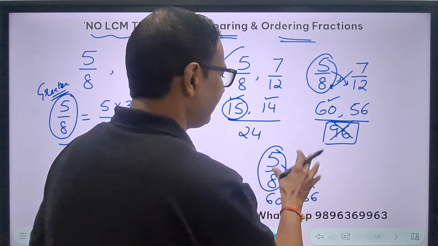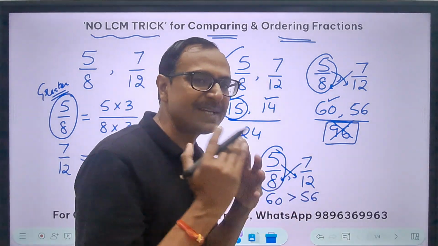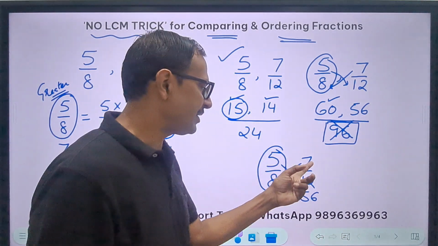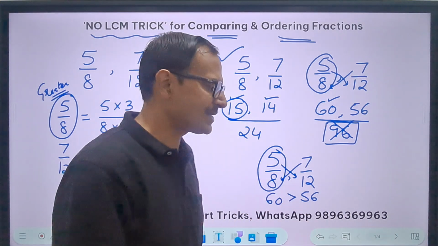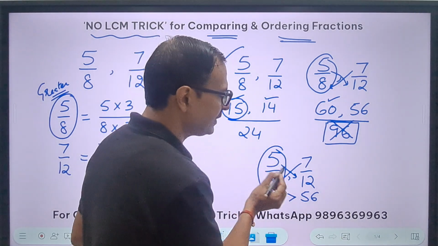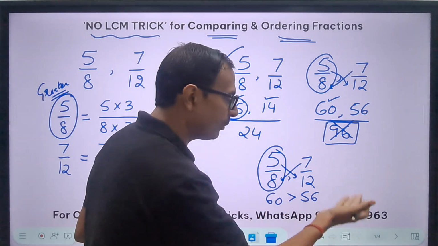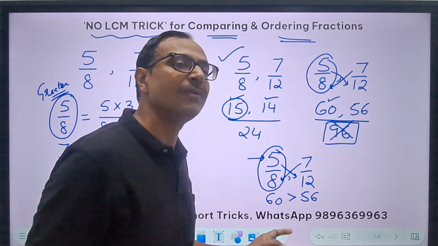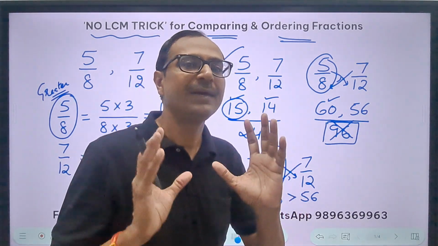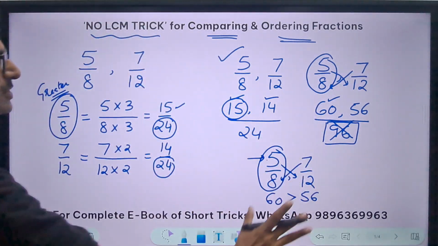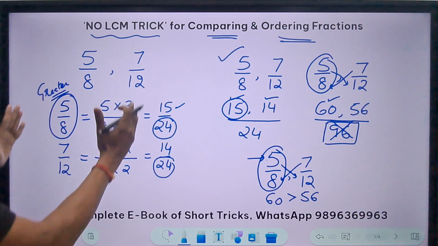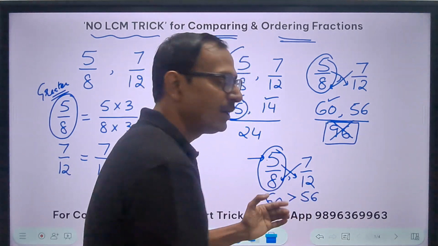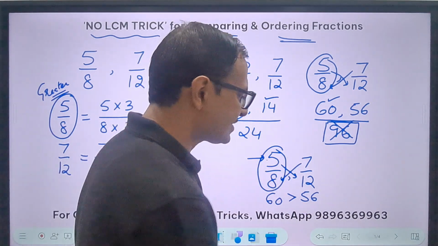Now see, we have approached this step which doesn't require pen and paper. You can just multiply orally 5 times 12, that is 60, and 7 times 8, that is 56, and you will know 60 is greater. So this numerator gives me a greater product with the denominator on the other side. So whichever numerator gives you a greater product, that fraction will also be the greater fraction. I hope you understood this concept, how the long traditional method is reduced and then that reduction is converted to a short trick, right? Now let's practice this.